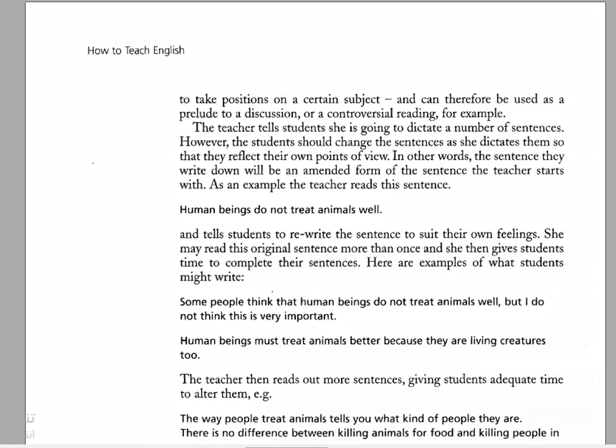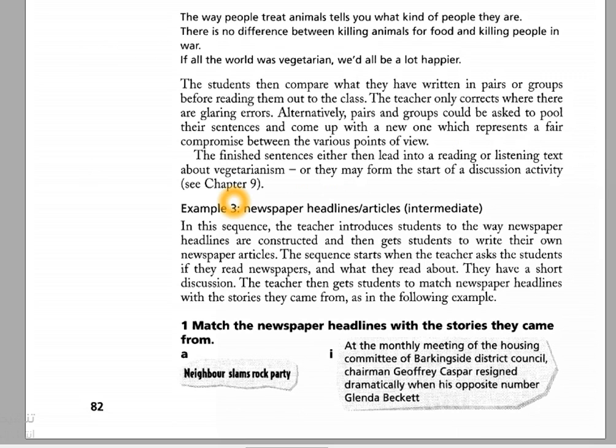So it looks like you write some sentences and try to link them to the point that human beings do not treat animals well. This is the general key sentence, and we have to find some sentences that we can link to it. Number 3, newspaper headlines and articles.